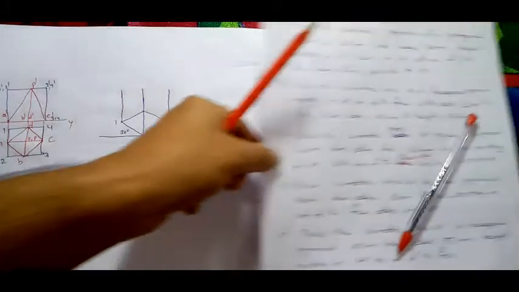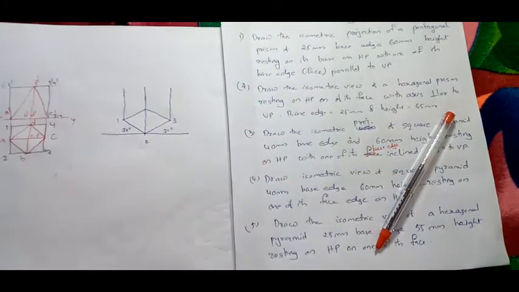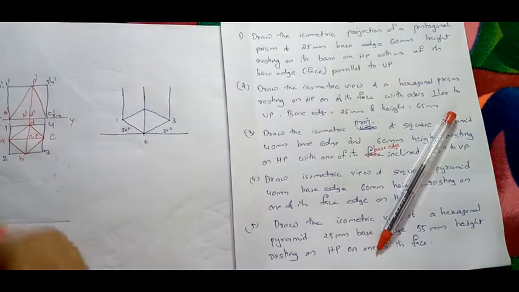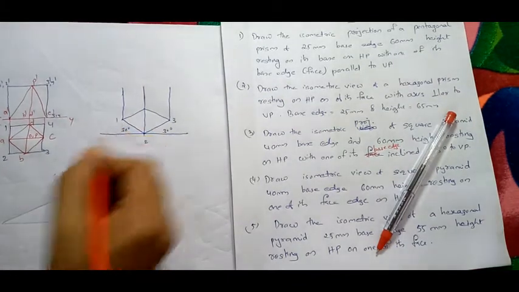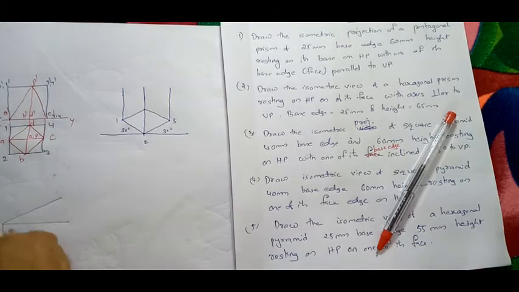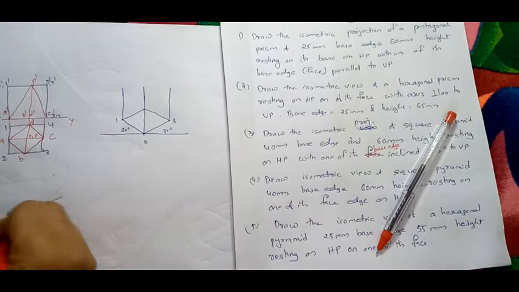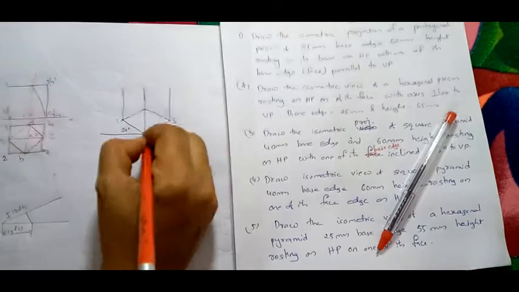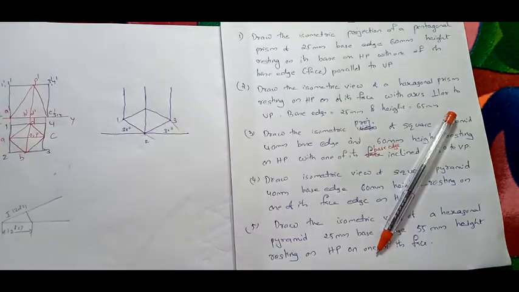Here it is isometric projection. So while drawing, what you have to do? You have to take 1, 2 and 2, 3, the same distance. You have to take the isometric scale of 1, 2 and 2, 3. So this will be the isometric scale. You have to take the isometric scale here.